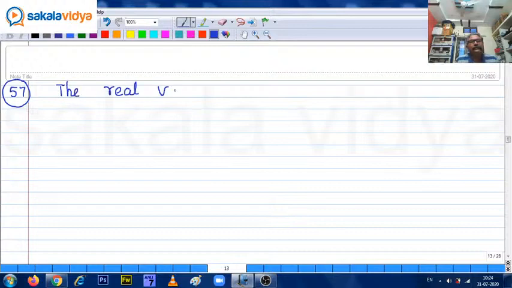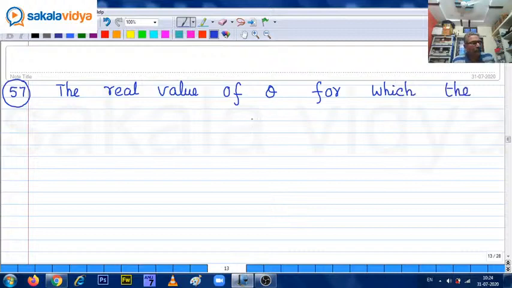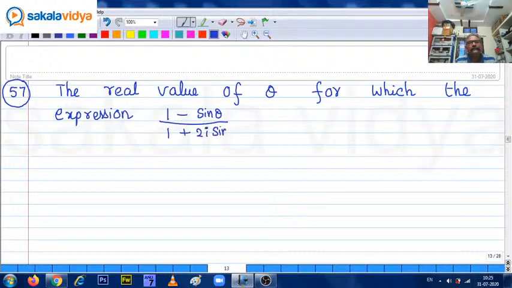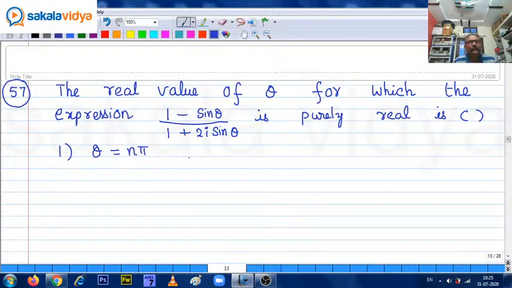The real value of theta for which the expression (1 minus sin theta) upon (1 plus 2i sin theta) is purely real is: first option, theta is equal to n pi; second option, theta equals n pi by 2; third option, theta equals n pi by 3; fourth is none.